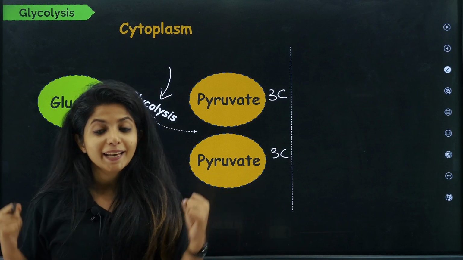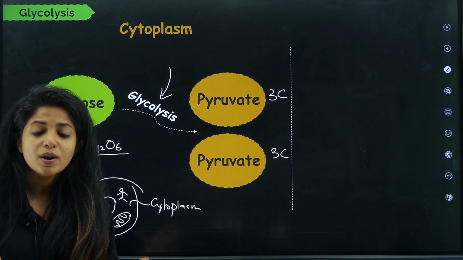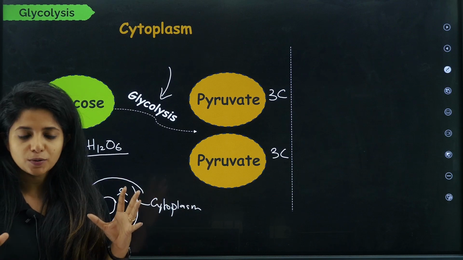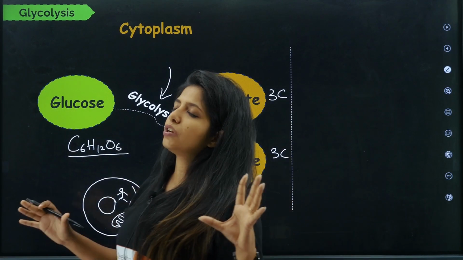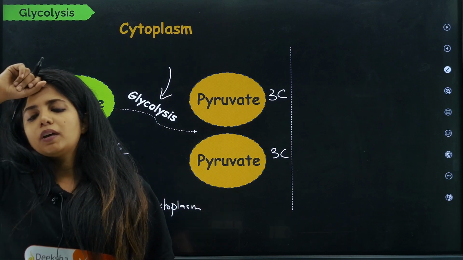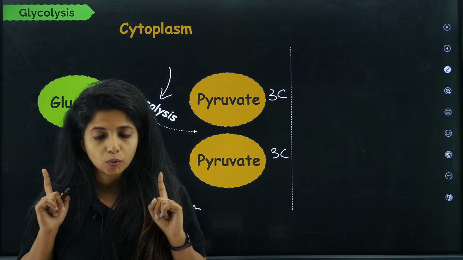And where am I standing as of now? I am in the cytoplasm. So everything that I'm talking about as of now is happening in the cytoplasm. So in the cytoplasm, glucose did the first step of its breakdown, that is, it broke down into pyruvate. 2 molecules of pyruvate, one here, one here. Got it? This is happening in the cytoplasm. This is known as glycolysis.